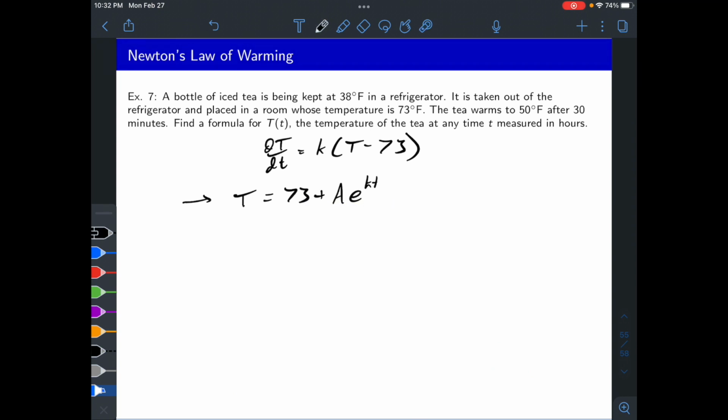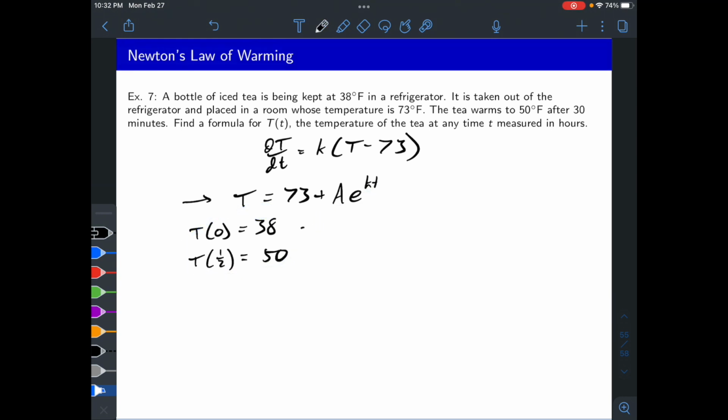So now we just need to figure out what our A and what our k are going to be so that we can have our formula for T. It tells us that our initial temperature is 38 degrees, and it also tells us that T warms to 50 degrees after 30 minutes. T is being measured in hours, so 30 minutes is half an hour. So T of 1/2 should be equal to 50 degrees. These are the two bits of information that will help us find these two unknowns in our formula.